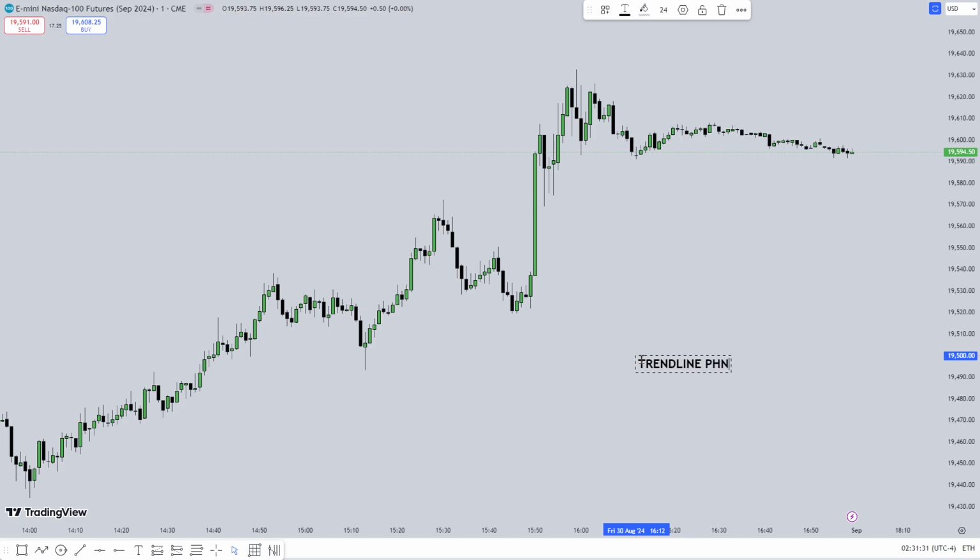How I use that to frame my bias, okay? And also how we can directly take trades with this setup, with trendline phantom. I personally use this setup a lot, so that's why I'll be talking about this trendline phantom today. So let's go to the Nasdaq yesterday's chart.